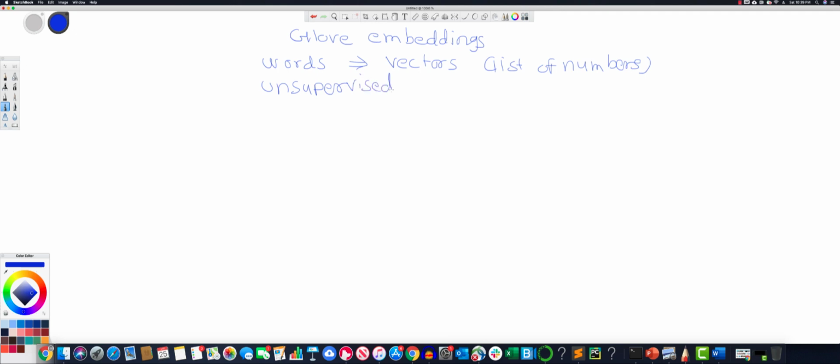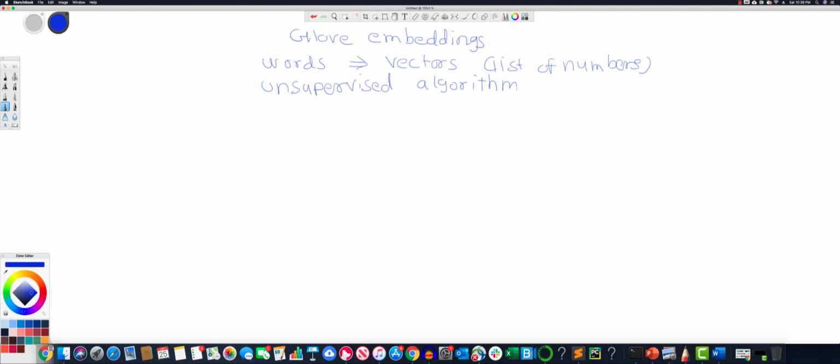Let's learn about the GloVe embeddings. So GloVe embeddings is one way that converts words into vectors, which is nothing but a list of numbers, right? So that you can use them in any machine learning algorithms, right? And it's an unsupervised algorithm where we don't need to give any training example.